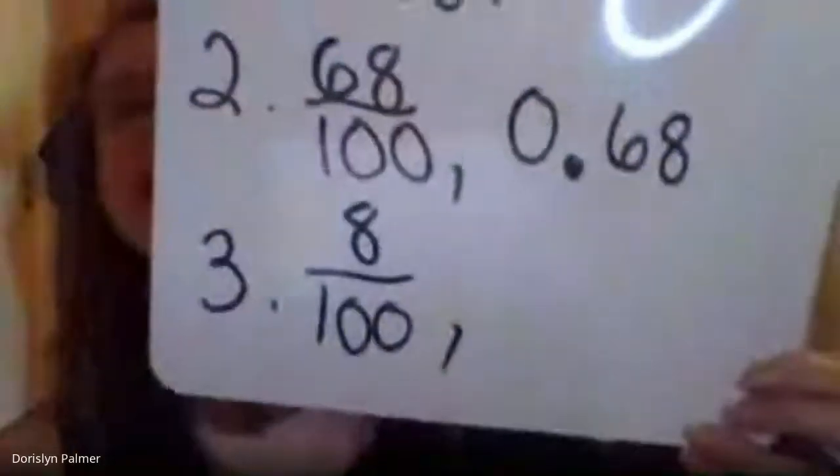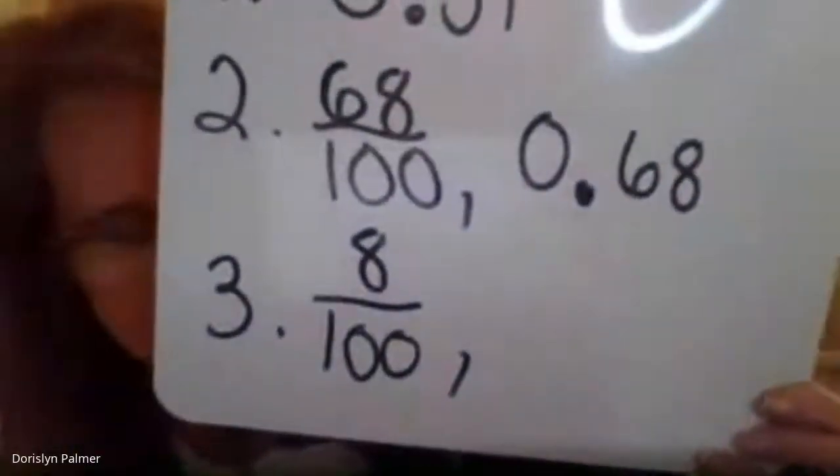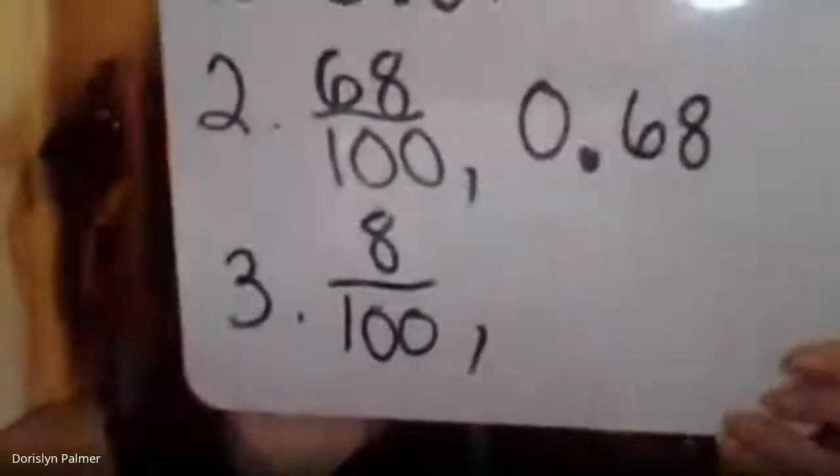8. Good. 8 out of 100. Okay, so 8 over 100. Now we have to write 8 hundredths as a decimal. This one's a little trickier. 0.8. Well, 0.8 is 8 tenths, but I want 8 hundredths. So how could I do that?